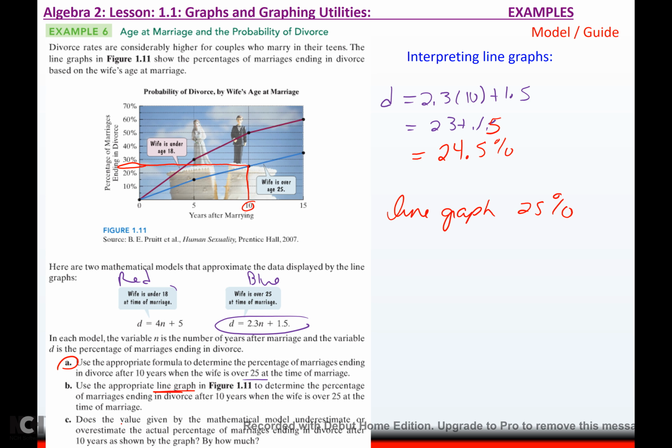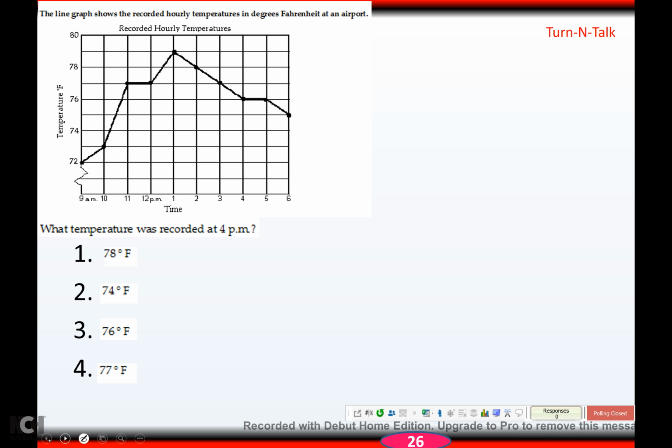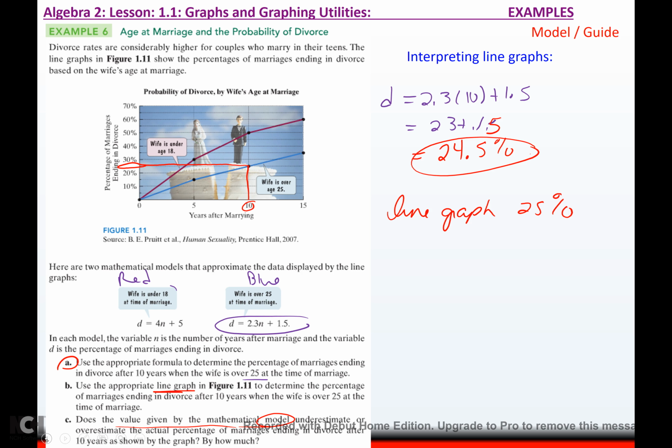So C says, does the value given in the mathematical model, that's what I did the algebra in, underestimate or overestimate? Well, mine underestimates because mine is smaller than the graph. And it underestimates it by 0.5%.